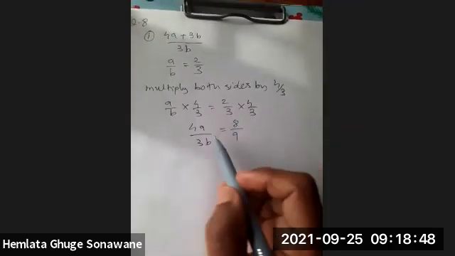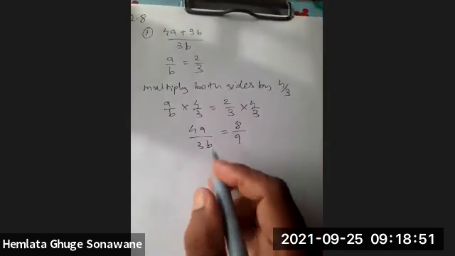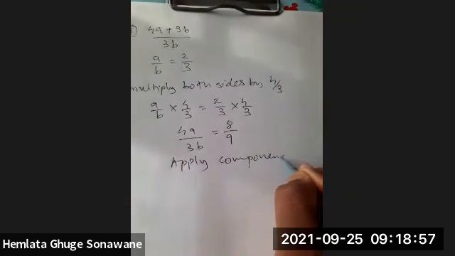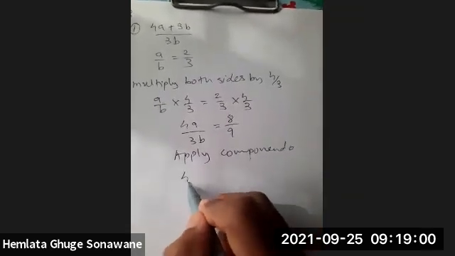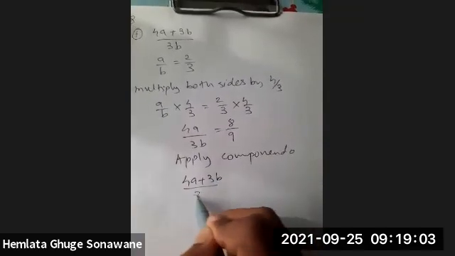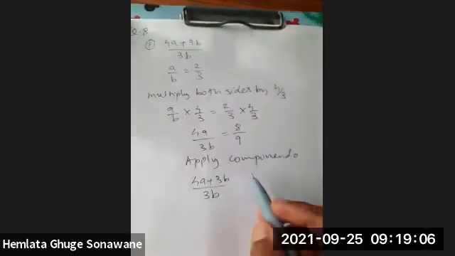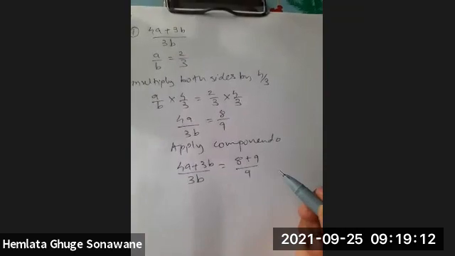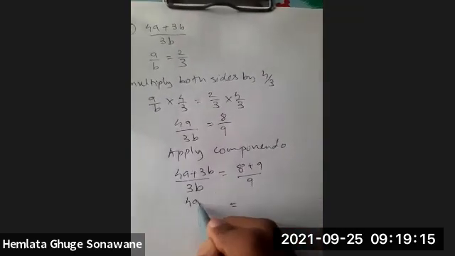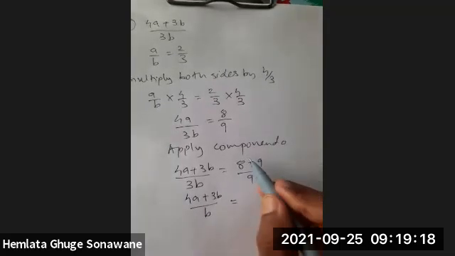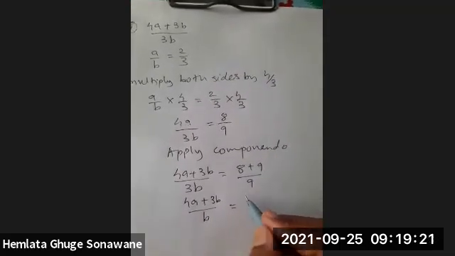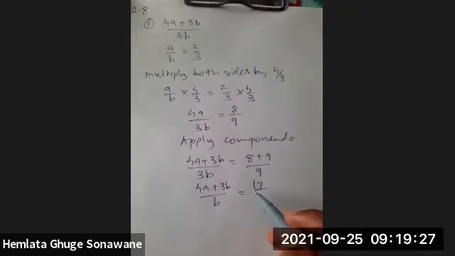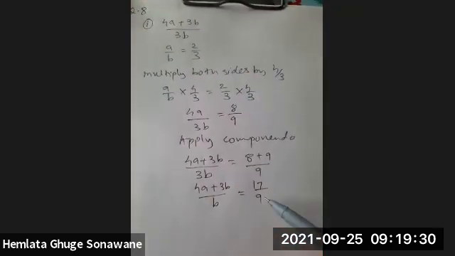Now we'll apply the property of componendo. So it becomes 4A plus 3B upon 3B. It's like our given example. Is equal to 8 plus 9 upon 9. So 4A plus 3B upon 3B is equal to 8 plus 9, 17 upon 9. So the value of the given expression is 17 upon 9.